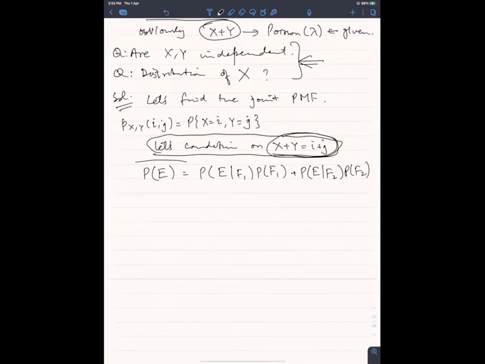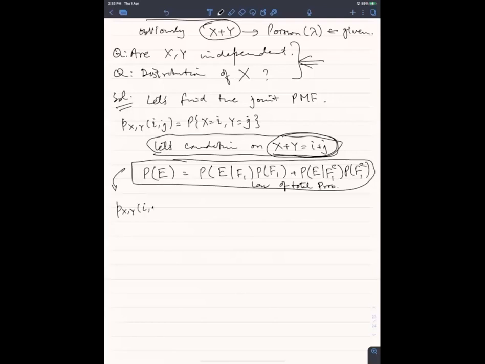So I will use this, or we can say it like this: let's call it F1 and F1 complement, so that F1 and F1 complement are mutually exclusive and exhaustive. This is your law of total probability, chapter 2. Law of total probability.